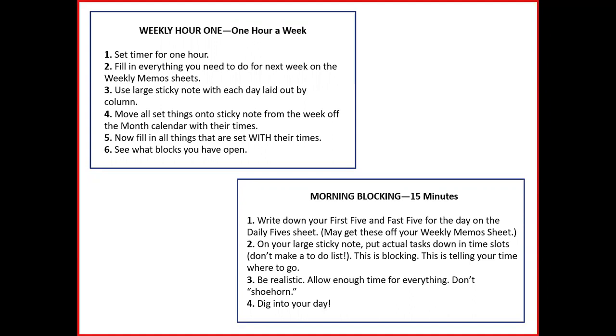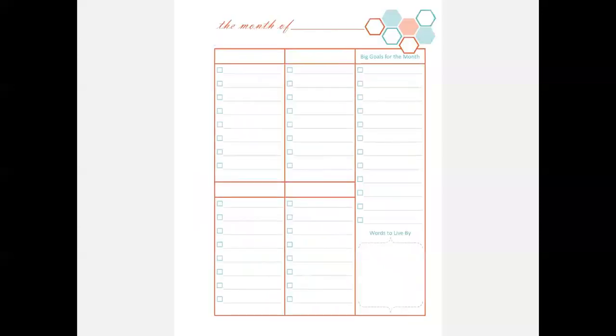And then I start what I call blocking. And for that, I just grab a large sticky note and I put all the days of the week across the top and then lines down. So we have categories. And then I move everything onto the sticky note from the weekly memo. So I do this for things that I know are set times, first of all, and the morning blocking will further do that. So I come here to my weekly memos.